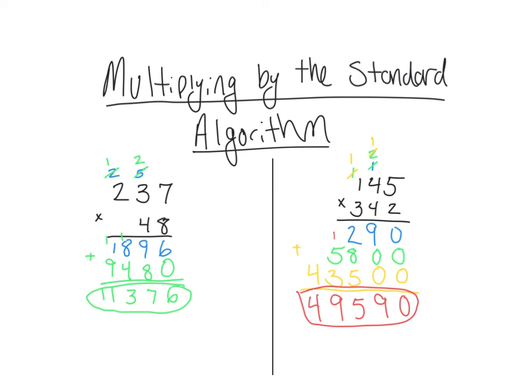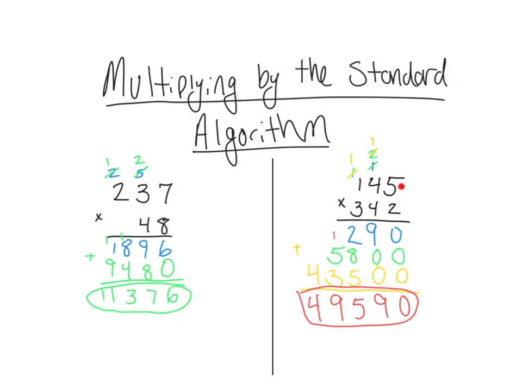Okay, so a couple of things that I've been noticing people forgetting when they've been multiplying. They've been forgetting these placeholder zeros. Okay, we have to put those placeholder zeros when we move to the next number in our place value when we're multiplying.